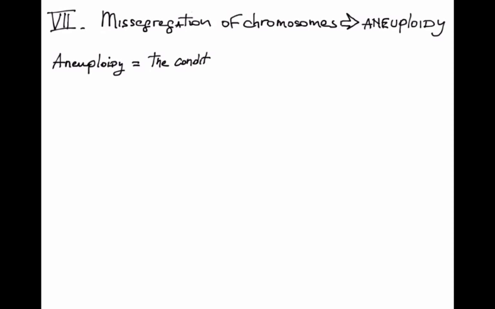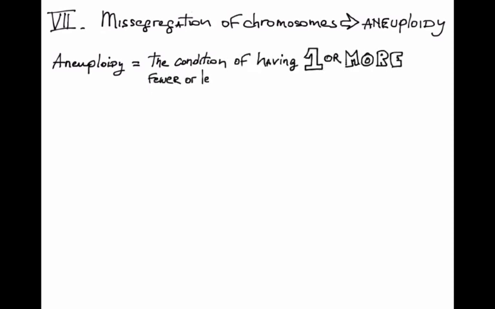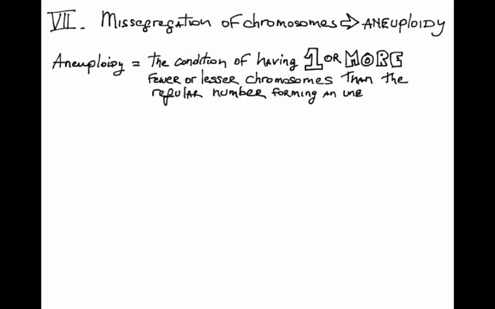Number 7. Missegregation of chromosomes leads to aneuploidy, the condition of having 1 or more extra or missing chromosomes than the regular number. This results in an uneven chromosome set.